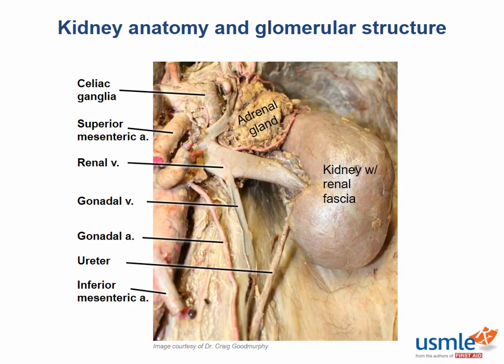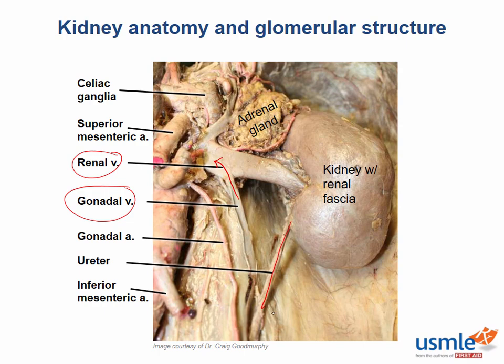This next picture is a gross image of the left kidney. As you can see, the left gonadal vein is draining directly into the left renal vein. Now, why is the left renal artery not labeled in this image? That's because we can't see it. Remember, the renal vein passes in front of the renal arteries and aorta.